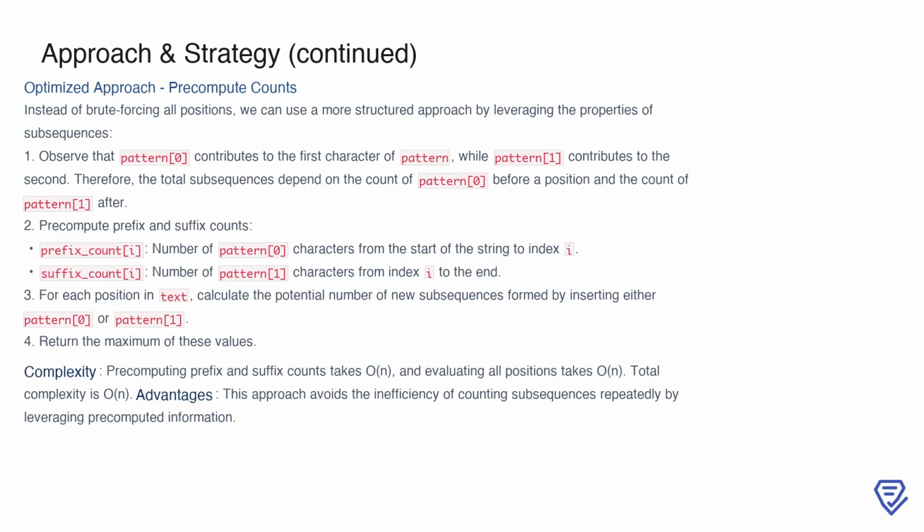With these prefix and suffix counts prepared, we can efficiently evaluate the impact of inserting either of the pattern's characters at each position in the string. By combining the precomputed counts, we can calculate the potential increase in subsequences in constant time for each position. This reduces the overall complexity from n squared to n, while maintaining accuracy.